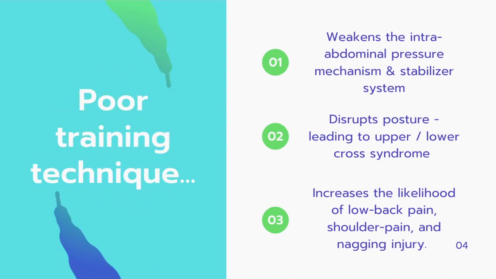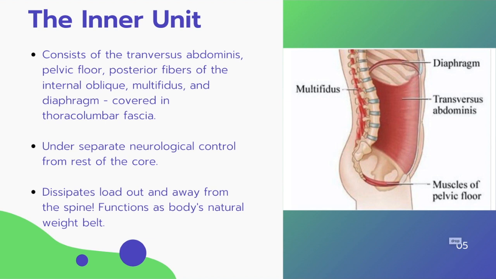The inner unit was first identified by Australian researchers in 1999. The inner unit consists of the transversus abdominis, diaphragm, pelvic floor, and multifidus, which are on a separate neurological loop than the rest of the core muscles. Their contraction is essential in stiffening the lumbar spine, dissipating forces away and out from the spine, and supporting the axial skeleton. When these muscles contract, they create an extension force in the lumbar spine that counteracts the flexion force from the rectus abdominis and external obliques. Remember this rule: flexion plus extension equals stabilization.